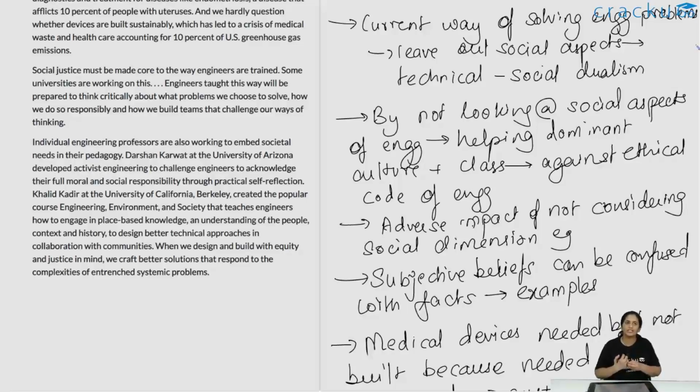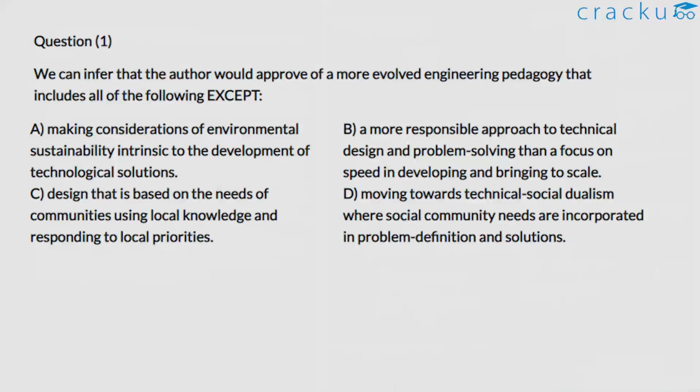So all of these essentially are social factors that an engineer should consider because it is in their ethical code of engineering as such. And then she gives positive examples of universities and professors which are trying to correct and move in a positive direction. So the author is trying to highlight the need for social justice to be incorporated in the education for engineering, and for social concerns to be part of engineering problem solving as such. That is what she is advocating for through the passage. So now that we understand the purpose behind writing this passage, we can answer the questions.